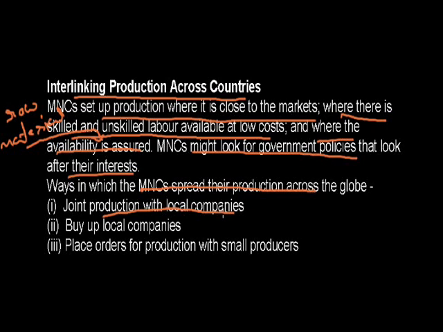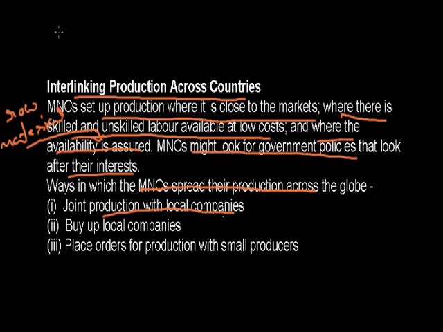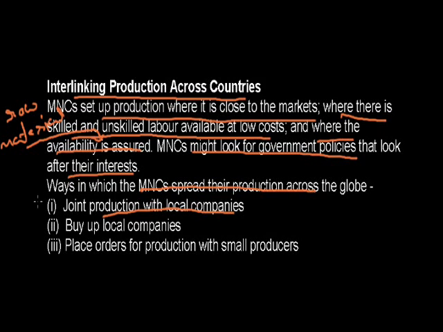So the very first way by which the MNCs spread their production across the globe is joint production with local companies. The second one is buying up a local company. In our book, the example is given of the American MNC Cargill Foods, which bought Parakh Foods from India, which was already an established brand in India.